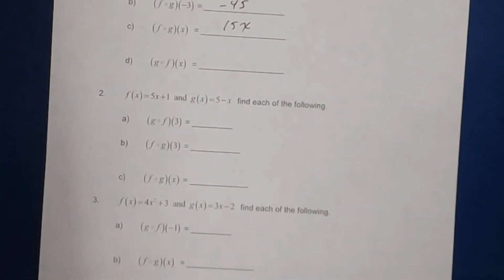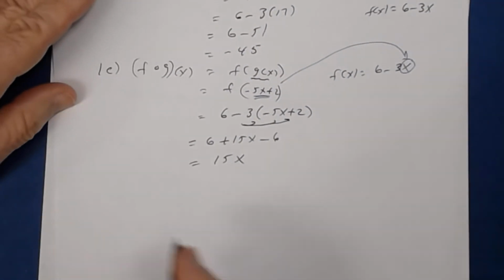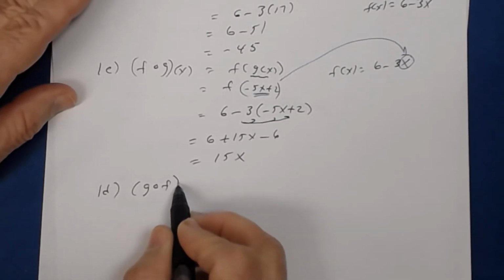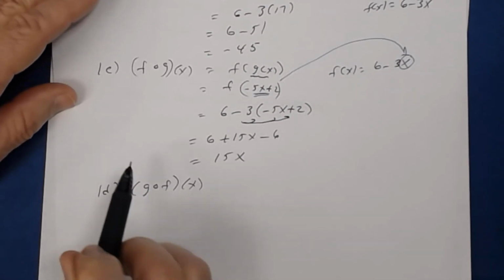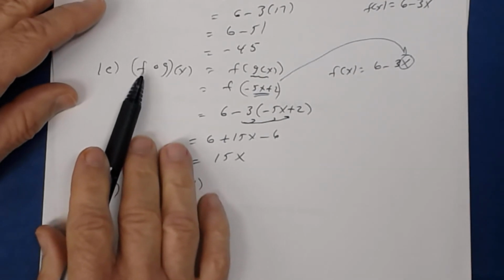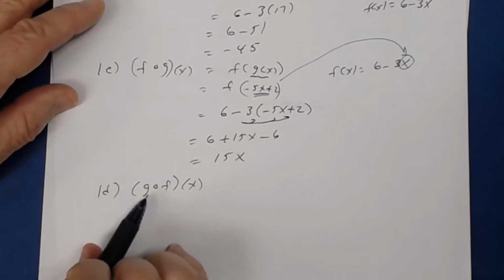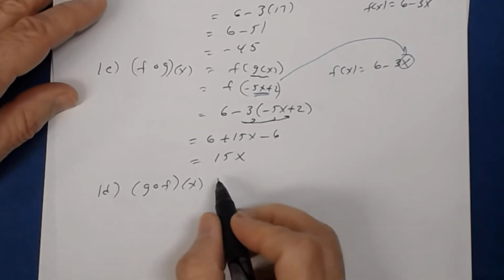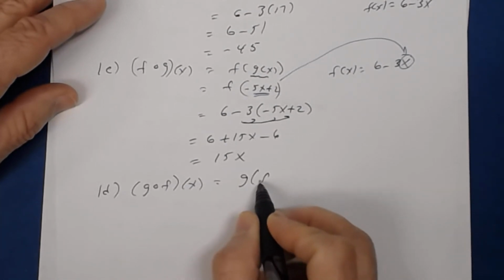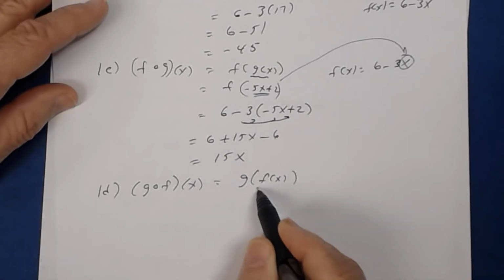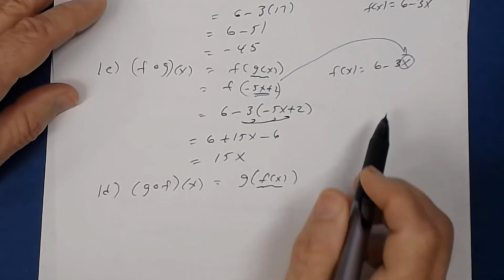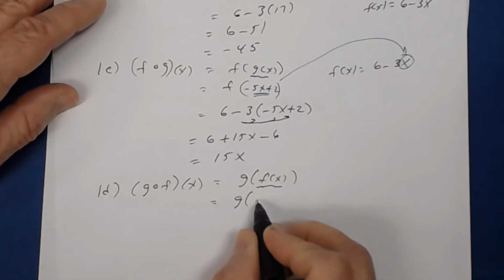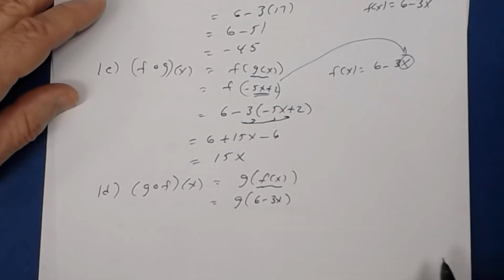All right, 1D is this now. So 1D, you have G composed with F at x. All right, so here this says F composed with G at x. This is G composed with F at x. So this time, this will be your inside function. So by definition, that means G of F of x, right? Well, I got to find this first. So F of x is this. So this becomes G of 6 minus 3x.